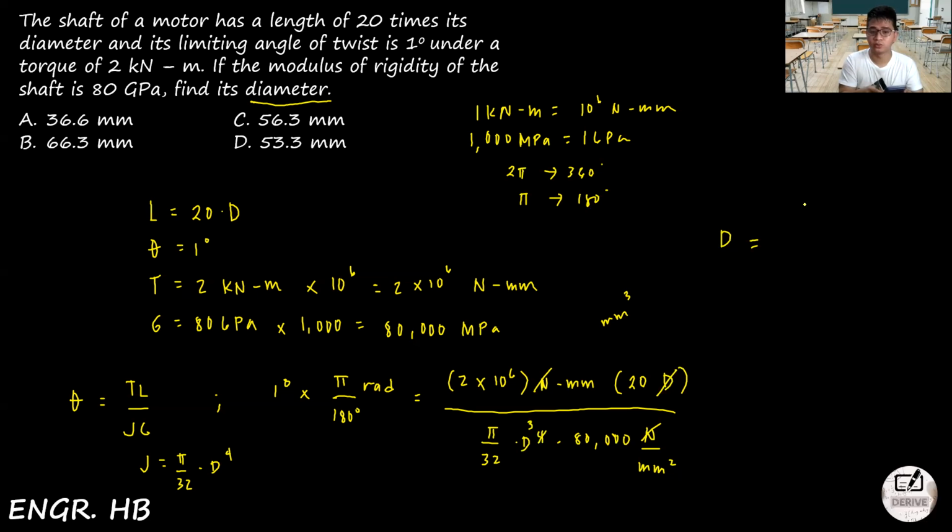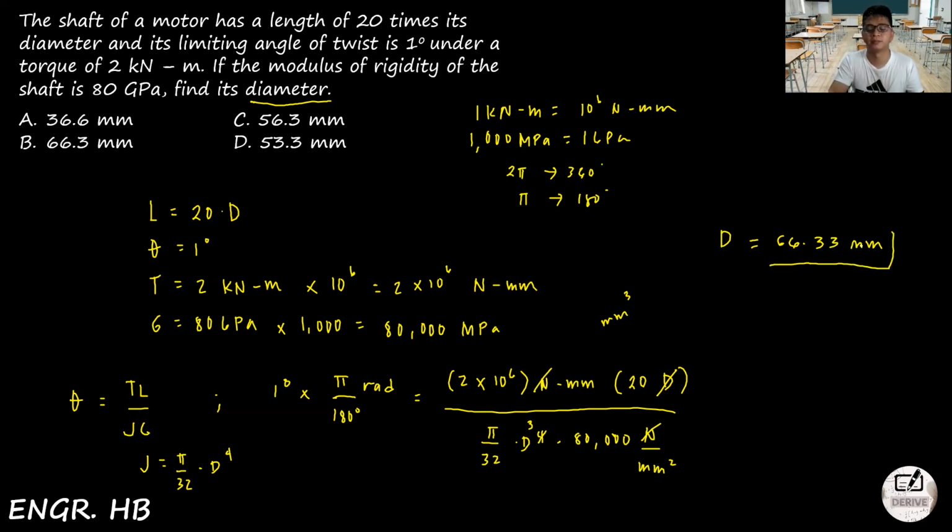I'll move 32 up, then leave pi below times 80,000. And of course 180 degrees goes up, then pi again below. Of course, the cube root of the answer. So my diameter is 66.32 mm. Yeah, 66.32. Wait, it's 33 actually. But it doesn't matter. 66.33 mm.